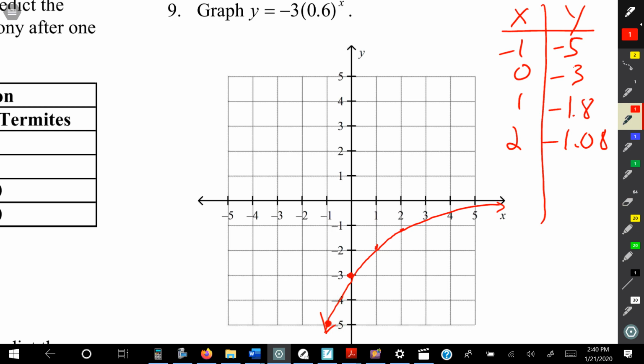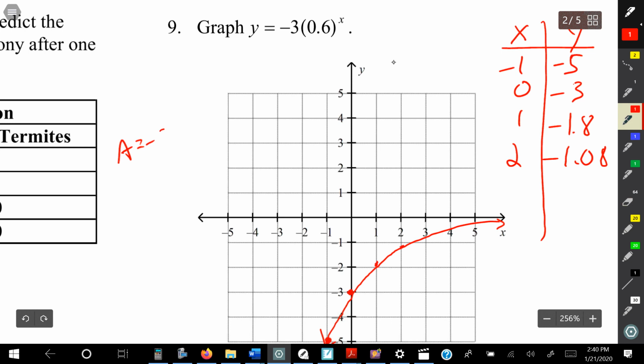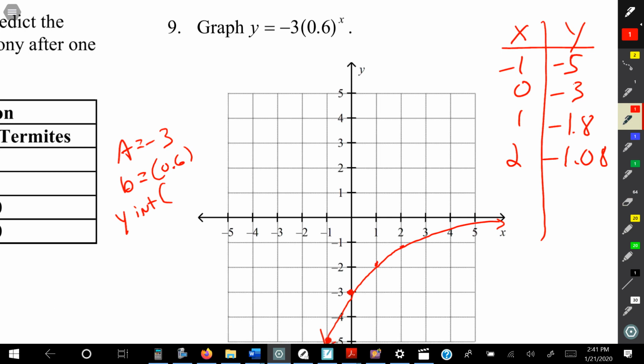Okay, so there's a few things here we know. We know that a is going to be -3. B is going to be 0.6. The y-intercept is 0, -3. That's where it crosses the y-axis. And now we just want to talk about the end behavior.